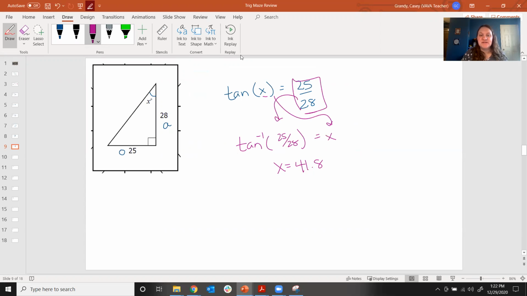So it's slightly different. The setup is the same, but the solve part is different because we don't need to cross multiply here. We need to use an inverse. Remember, if your variable is an angle, then we need an inverse. 41.8.